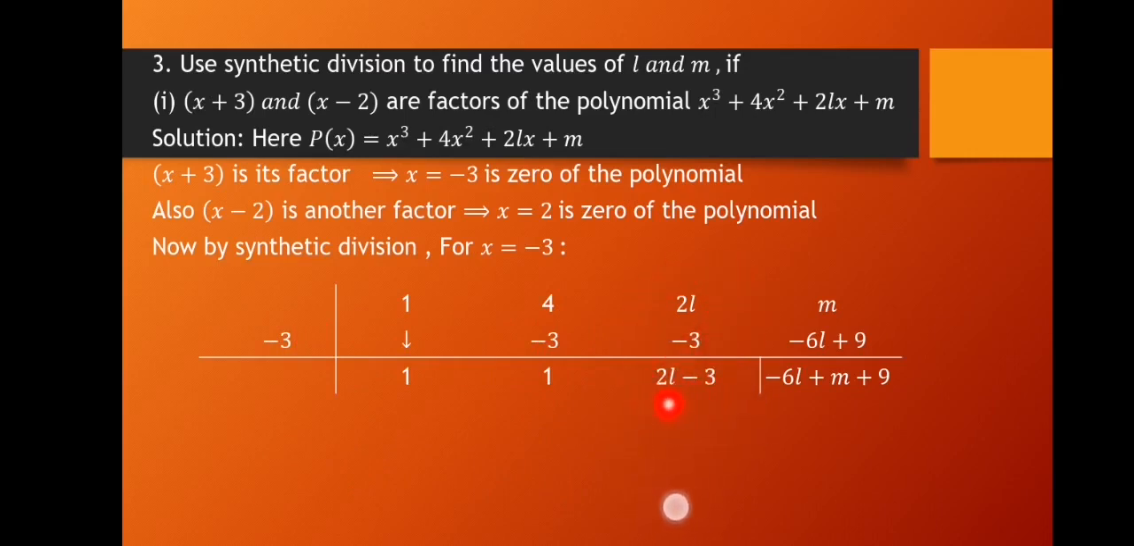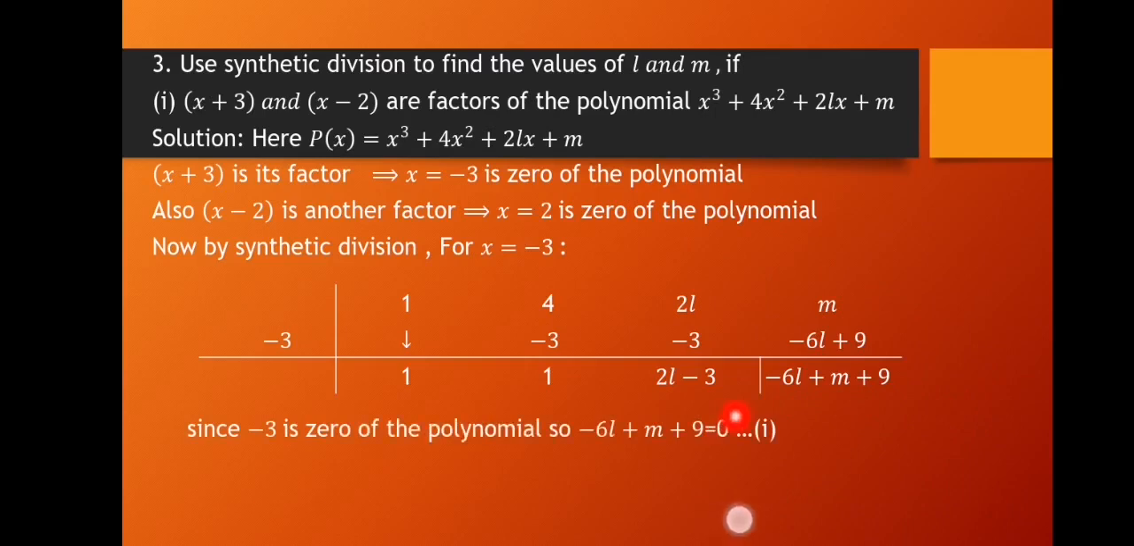While multiplying 2l minus 3 to get the next term, we will get 2l into minus 3 is equal to minus 6l, and minus 3 multiply minus 3 is equal to plus 9. So if we add these two, we will just get minus 6l plus m plus 9. Since it is given to us that x plus 3 is its factor, and we have just written that x is equal to minus 3 is its 0, so we can write the remainder as equal to 0. It will be minus 6l plus m plus 9 is equal to 0, and it's our equation number 1.